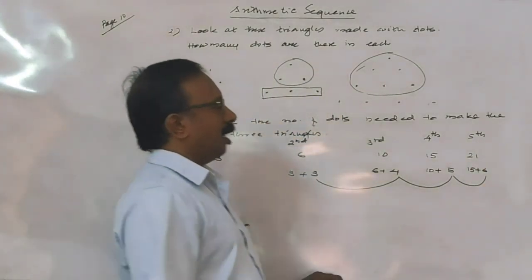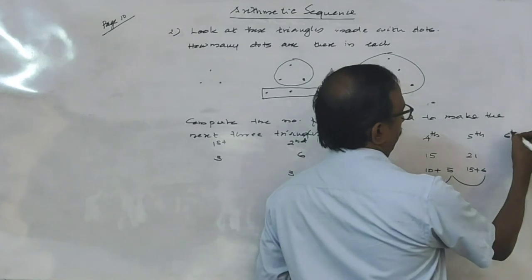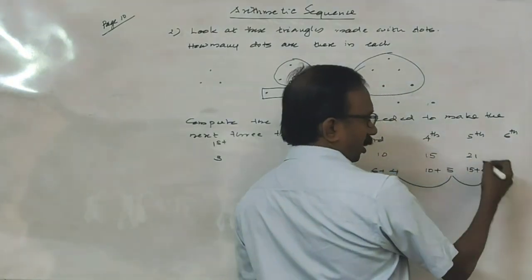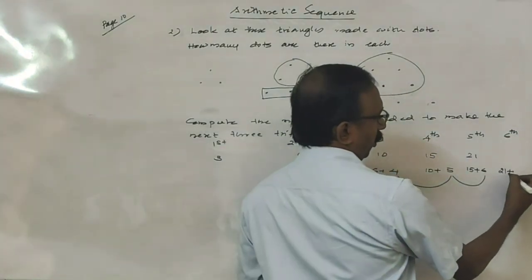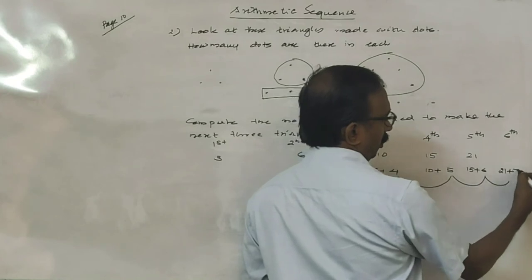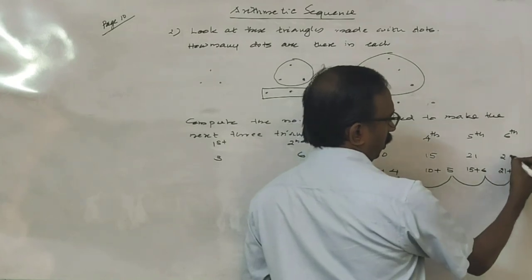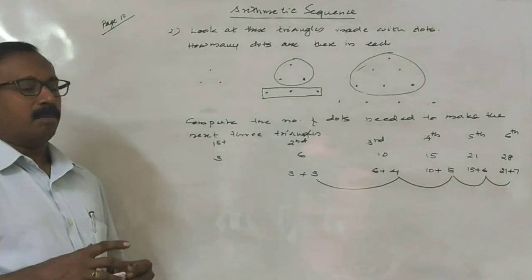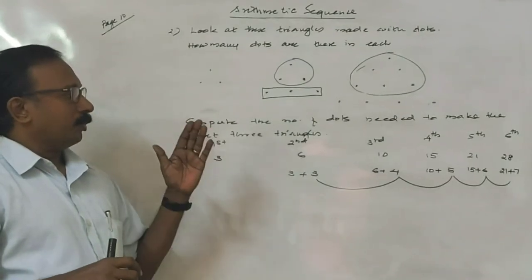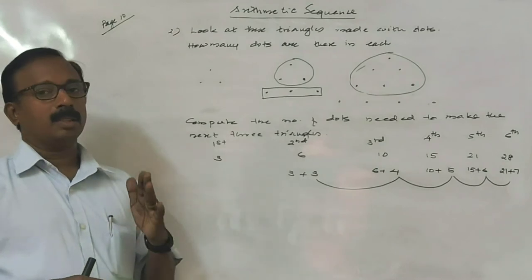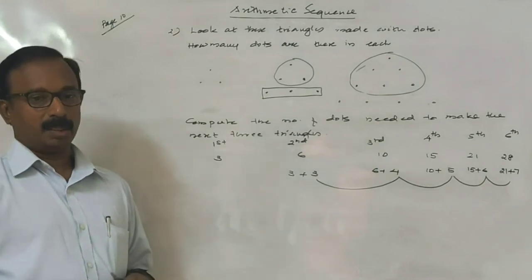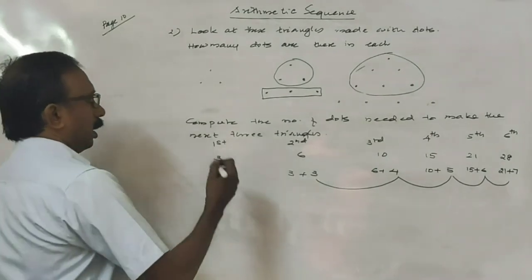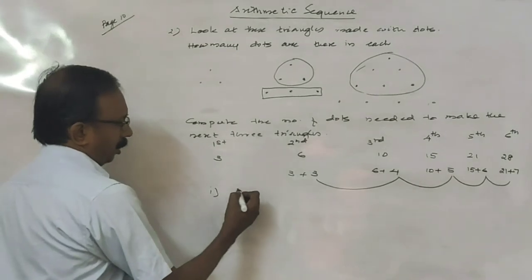Another triangle, the sixth triangle. You have a tiny triangle like 21 under it, and then 6 diagonal, 7 diagonal. So it becomes 28 dots. Now, the triangular number of dots is 15, 21, 28. Isn't it? Now, another answer, the first answer is 3.